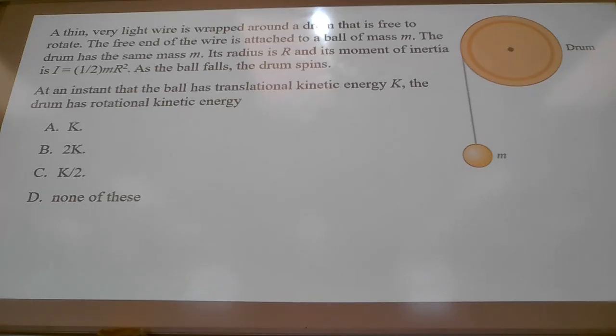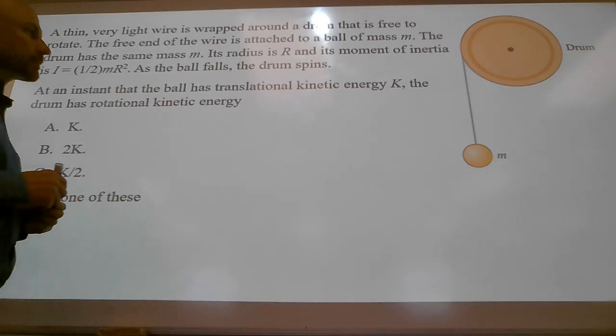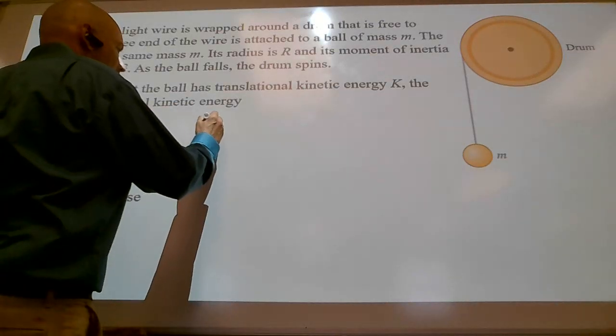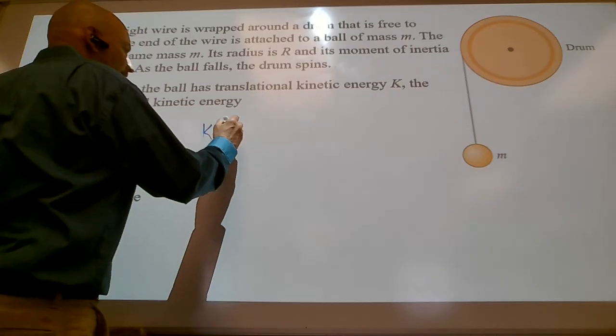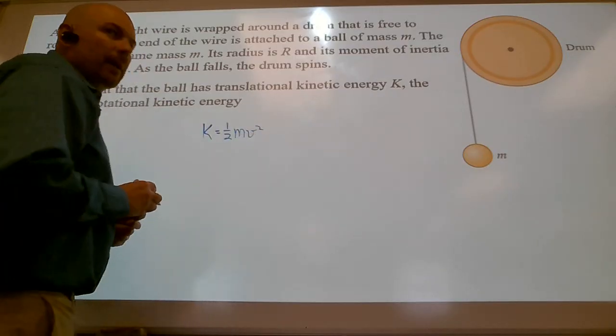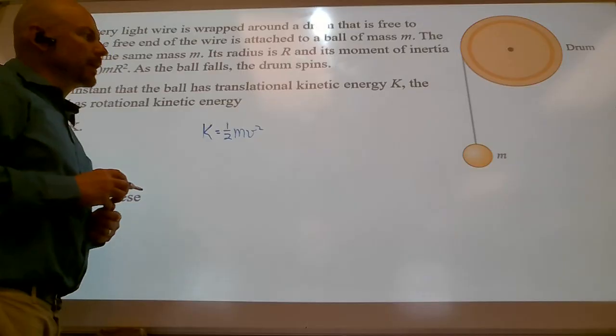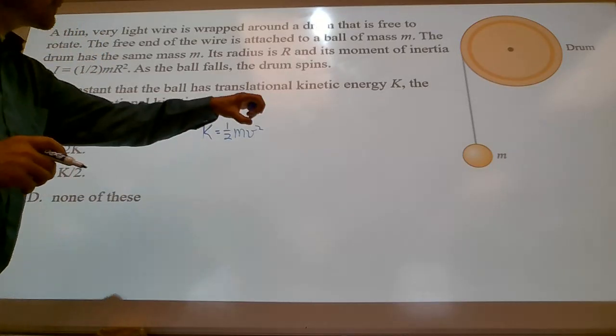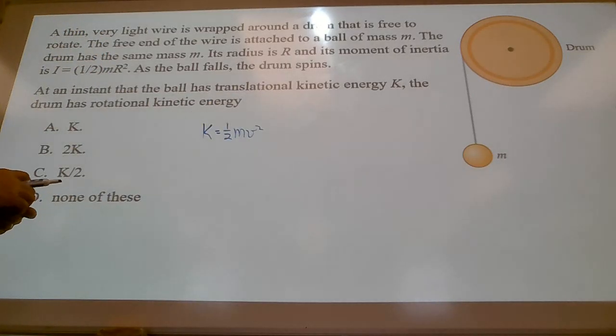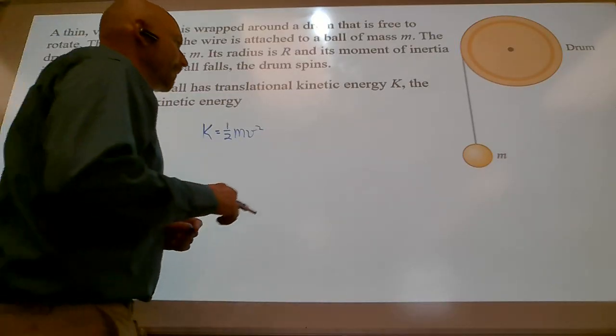Here's what I did. Okay, what do you say? C. Answer is C. Good job. Okay, so that's of the descending ball.